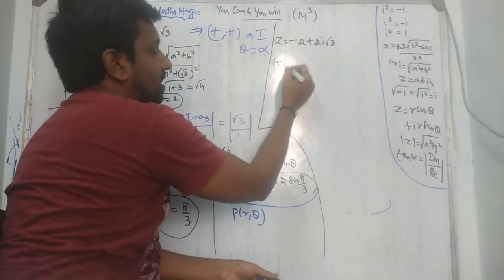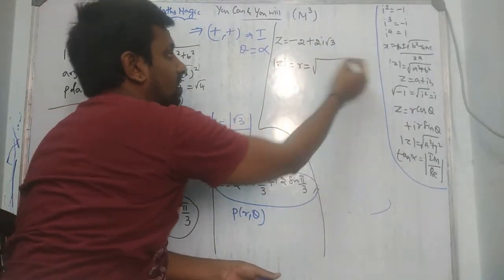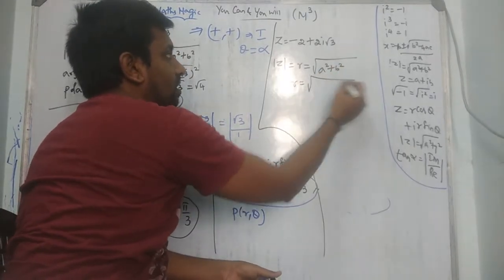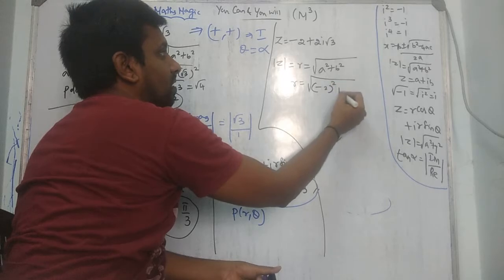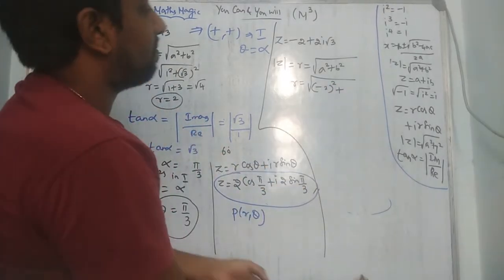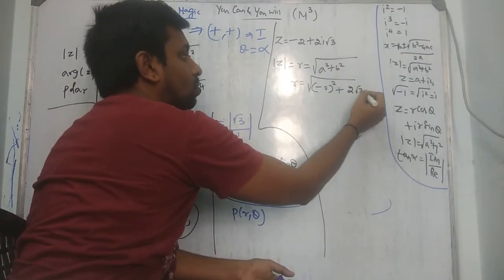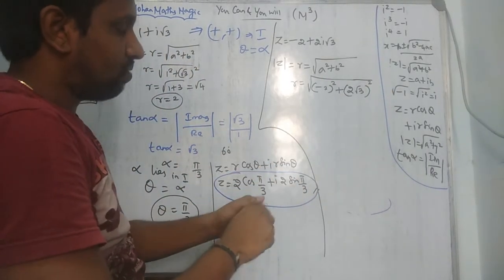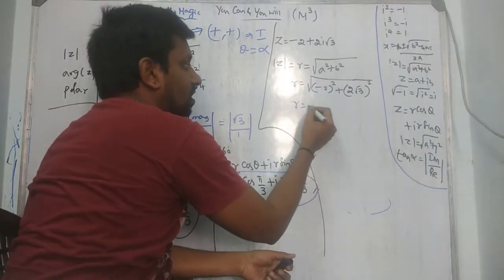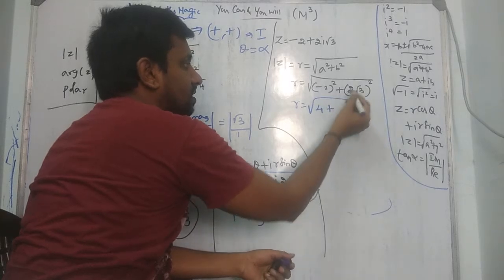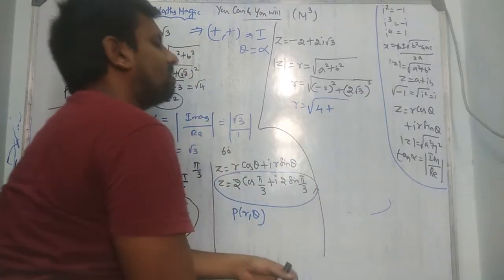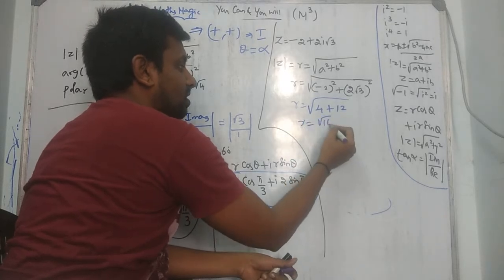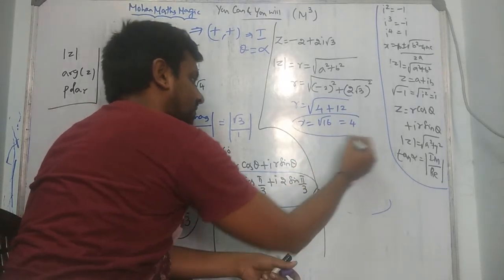First, modulus of z. What is modulus of z? What is r? Square root of a square plus b square. So r equal to square root of minus 2 square, then square the imaginary part, that is 2 root 3 square. Therefore I got r equal to 4 plus, this is 4, this is 4 into 3, 12. So 12. So r equal to root 16, root 16 means r value is 4.